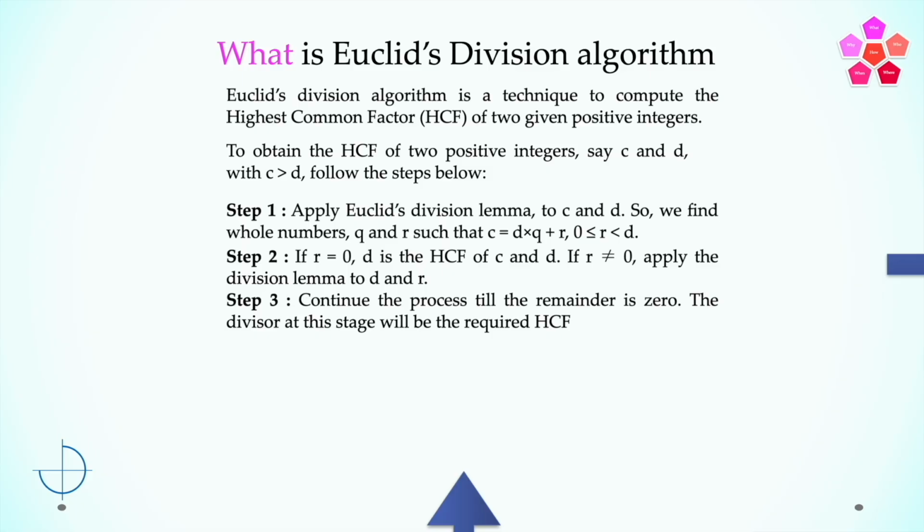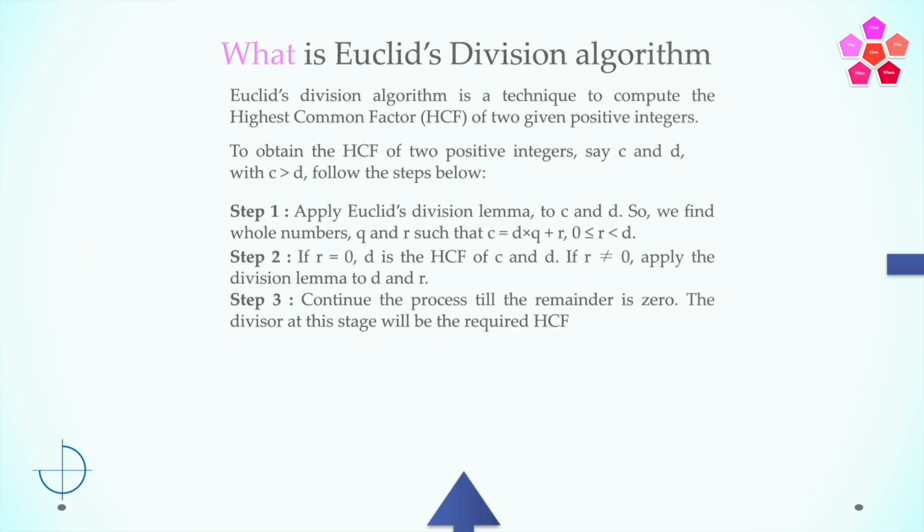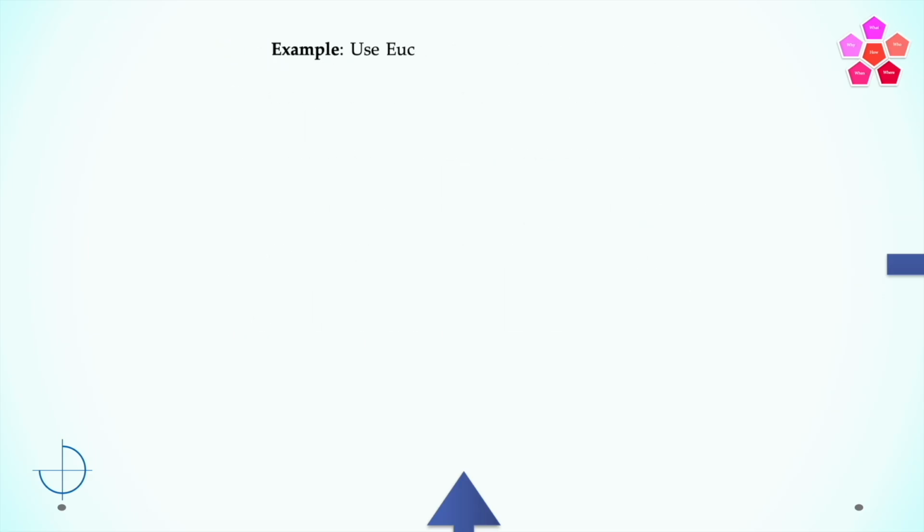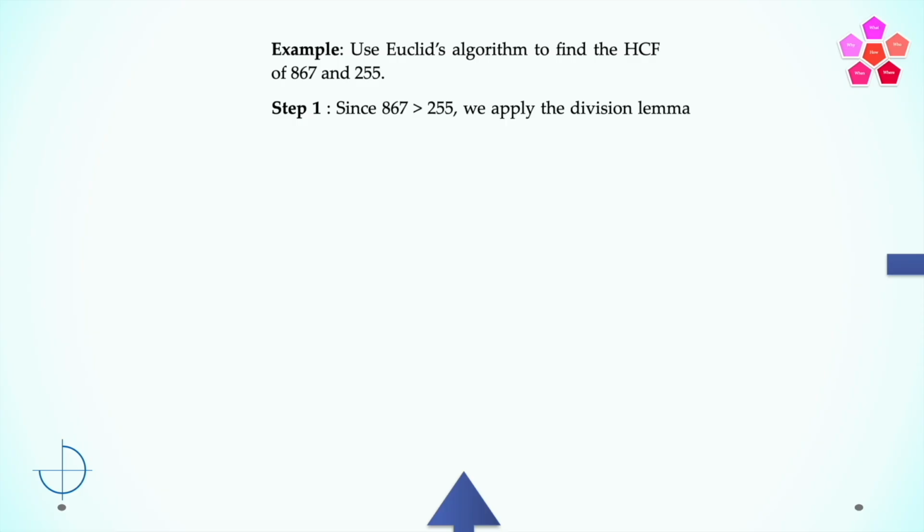Let's take an example to really summarize what we have understood in these steps. Let's say we have a challenge where we have to calculate the HCF of 867 and 255. As we know 867 is greater than 255, we apply the division lemma to get 867 is equal to 255 into 3 plus 102. So here q becomes 3 and the remainder r is equal to 102.